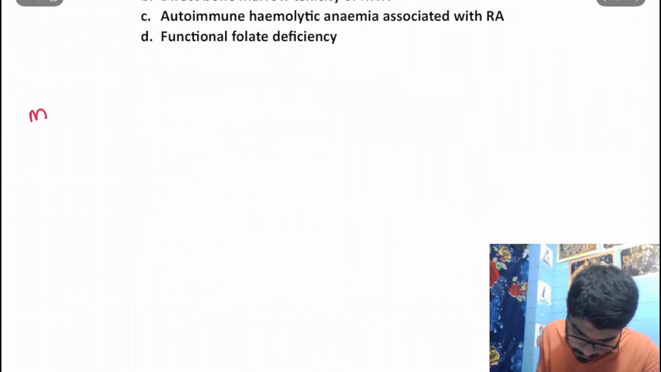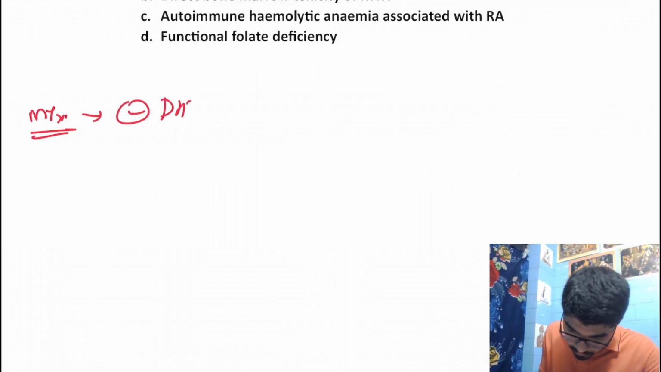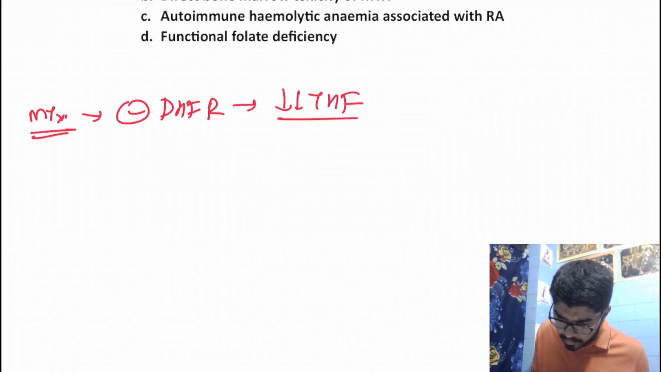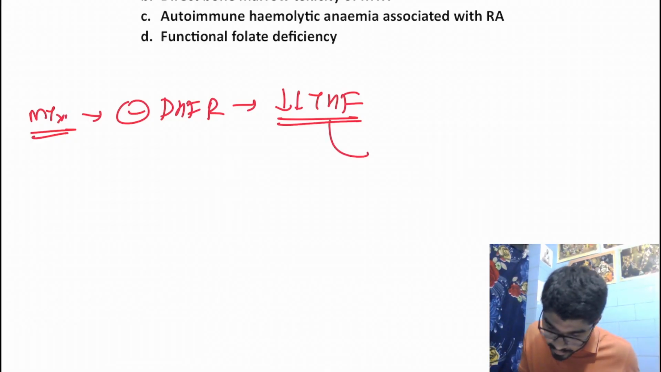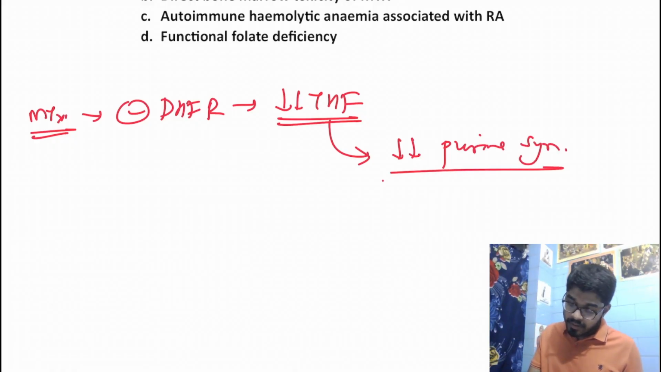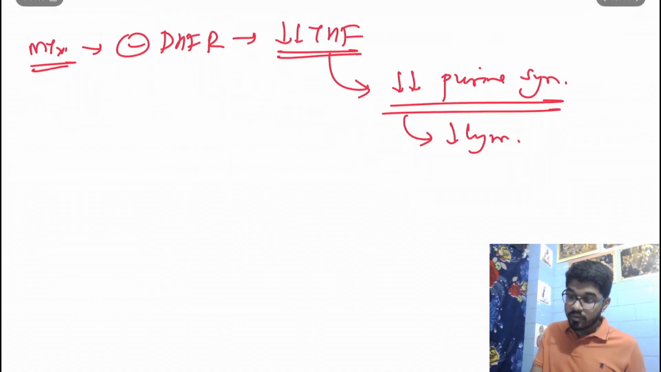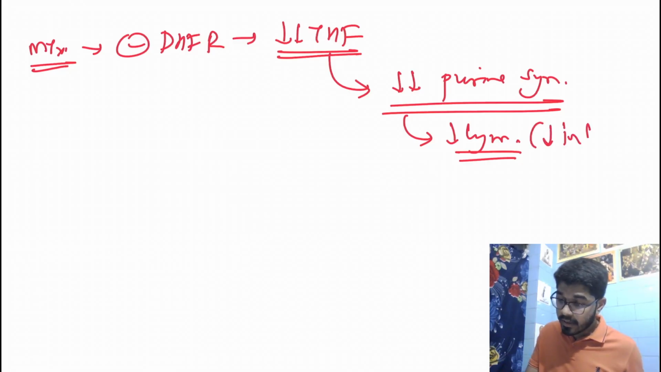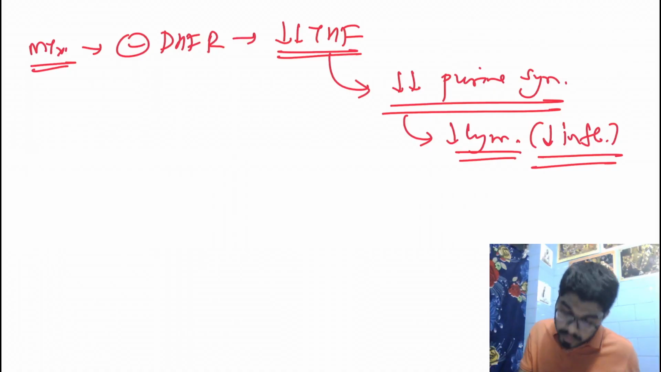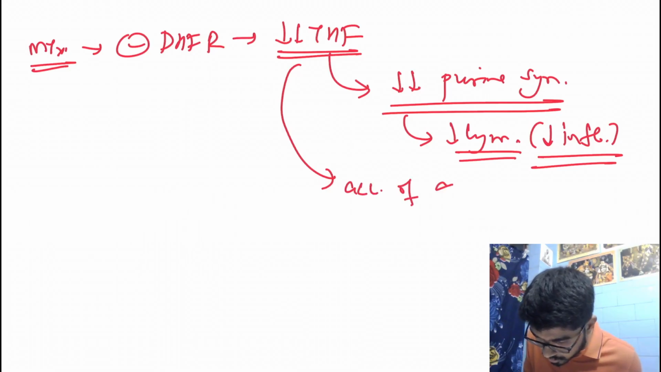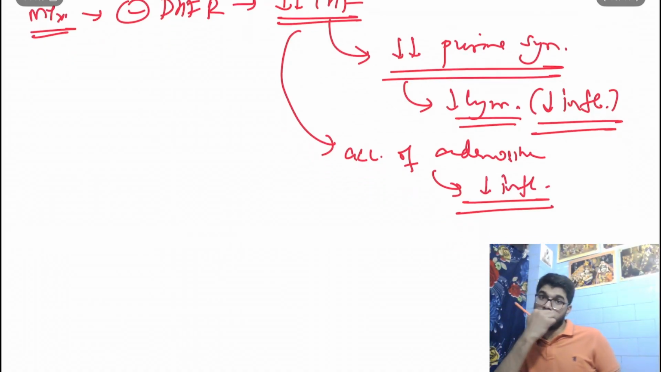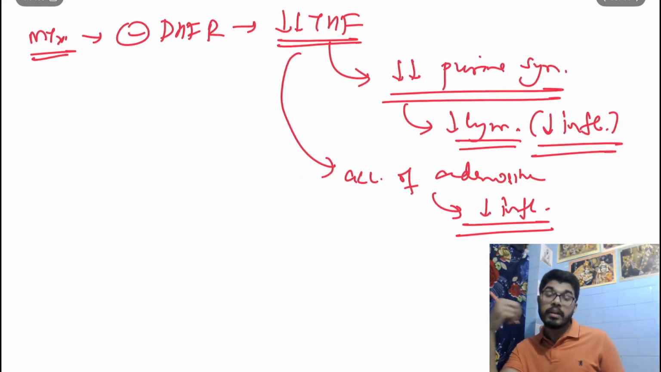What happens actually? Methotrexate inhibits dihydrofolate reductase, right? As a result, our tetrahydrofolate reduces. This reduction in tetrahydrofolate results in decreased purine synthesis, and decreased purine synthesis results in decreased number of lymphocytes, and decreased lymphocytes would actually decrease the inflammation that is present in our rheumatoid arthritis. Besides this decrease in purine, there is also accumulation of adenosine, and this adenosine also has anti-inflammatory action. It also decreases inflammation. So these two mechanisms actually help in rheumatoid arthritis.